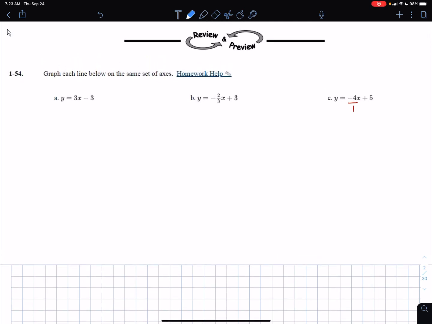Okay, this video is for problem 1-54 in our CPM CCG textbook, and this one will review a little bit graphing lines. And so I'm going to go through part A, and I think it'll help give you an idea for part B and C. They're similar, they'll just be different lines.